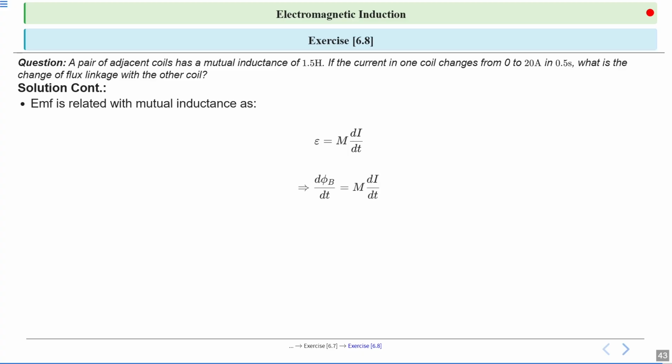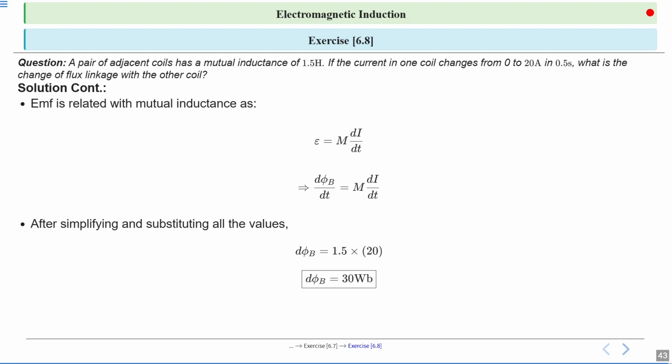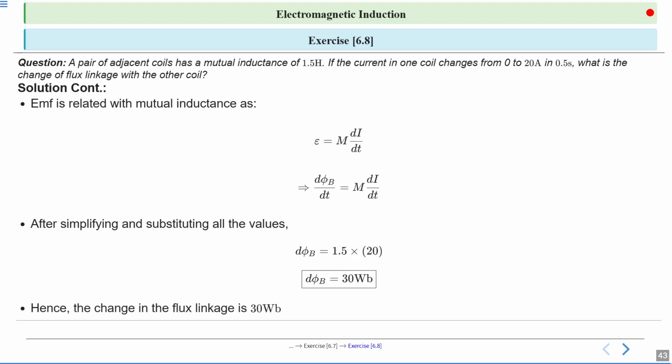So epsilon is also represented by the rate of change of magnetic flux. So d phi B upon dt equals M di by dt. After substituting and simplifying, dt and dt will cancel from both sides. So d phi B will be equal to M di. M is 1.5, di is 20. So d phi B, that is the change of flux linkage with the other coil, will be equal to 30 Weber. Hence the change in flux linkage is 30 Weber. Got it? Similar question to the previous one.